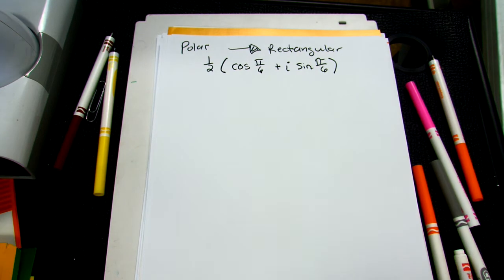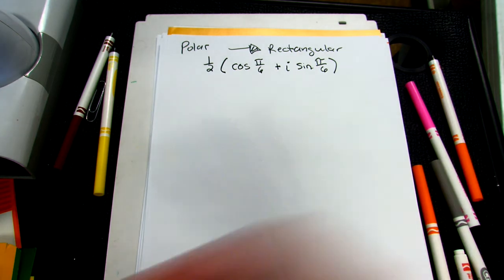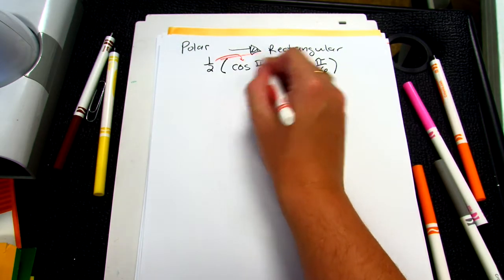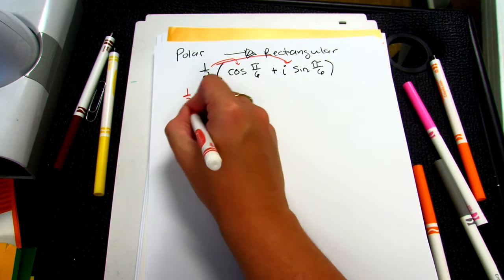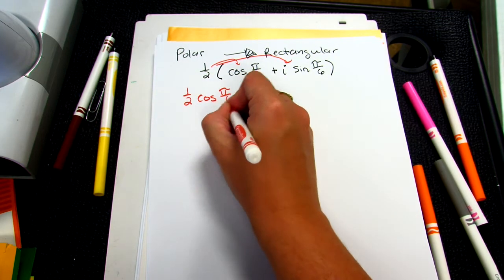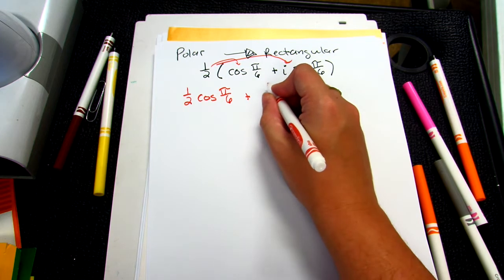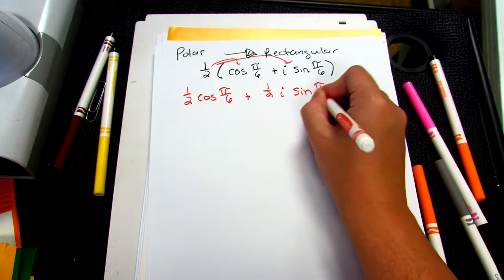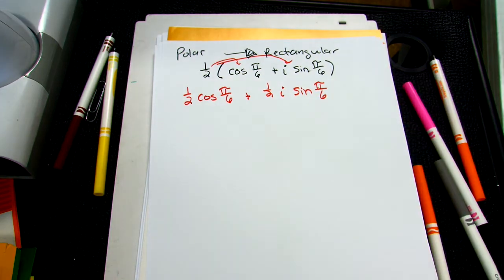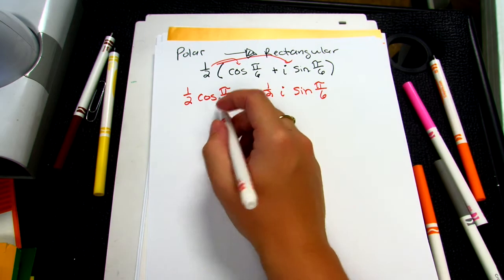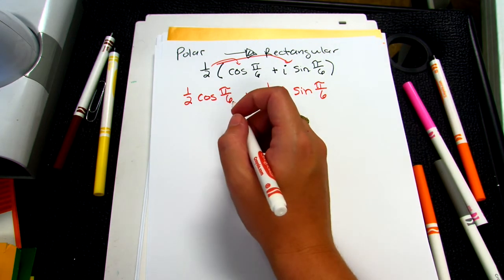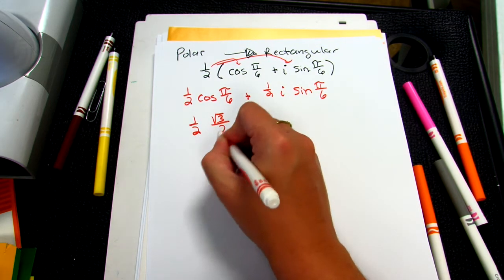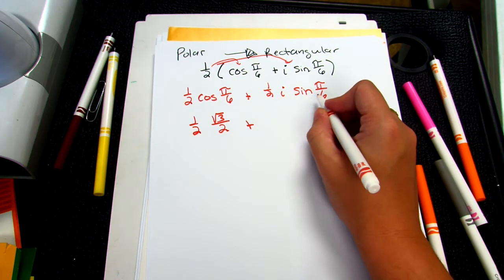All right. First thing first is we have to distribute the 1/2. So we get 1/2 cosine pi over 6 plus 1/2 I sine of pi over 6. Okay, this is where you use your chart. What is cosine pi over 6? Well, cosine pi over 6 is the square root of 3 over 2. So we have 1/2 times the square root of 3 over 2 plus, what is sine pi over 6?